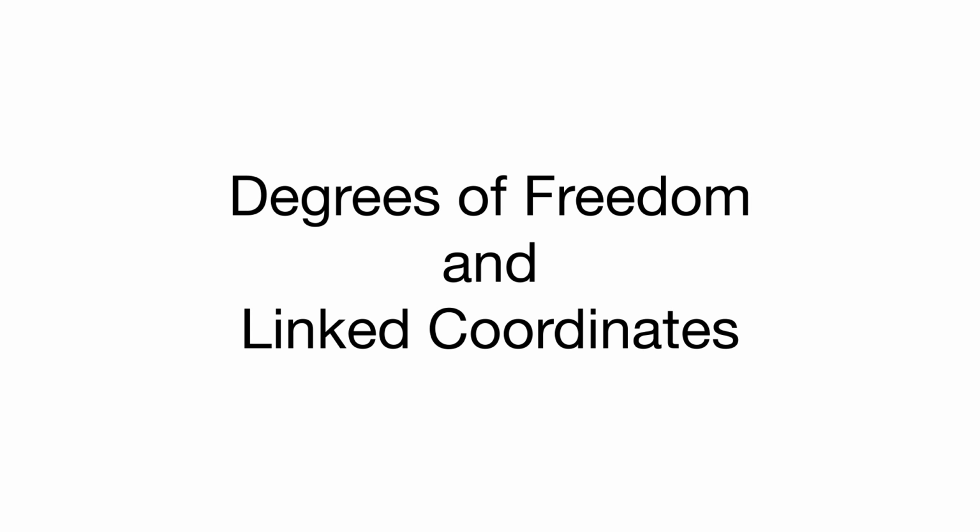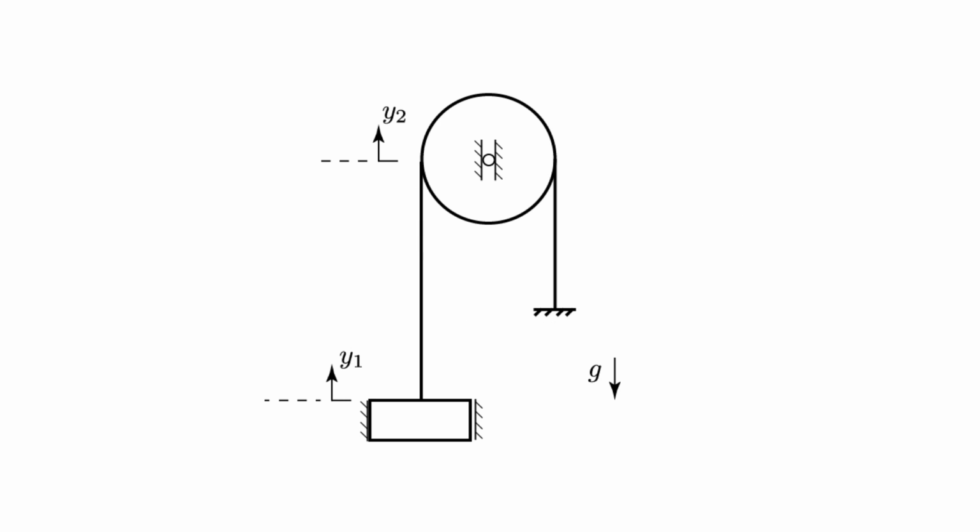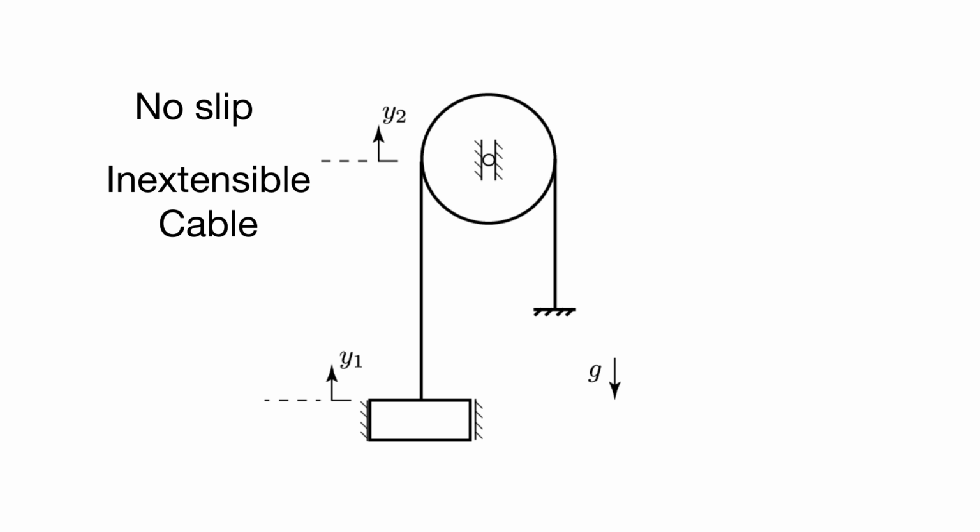Let's use this simple problem to talk about degrees of freedom and linked coordinates. Here's a system with two rigid bodies in planar motion, a mass and a pulley. The mass is constrained by two walls. The pulley is also constrained by two walls. The mass is connected to the pulley by a cable that wraps around the pulley and is fastened to the ground. There's no slip between the pulley and the cable, and the cable is inextensible.